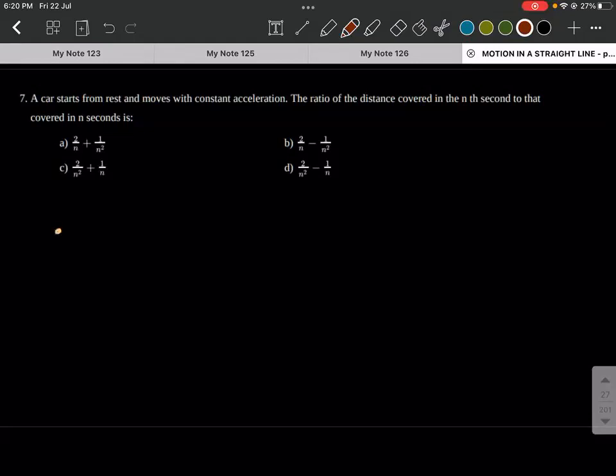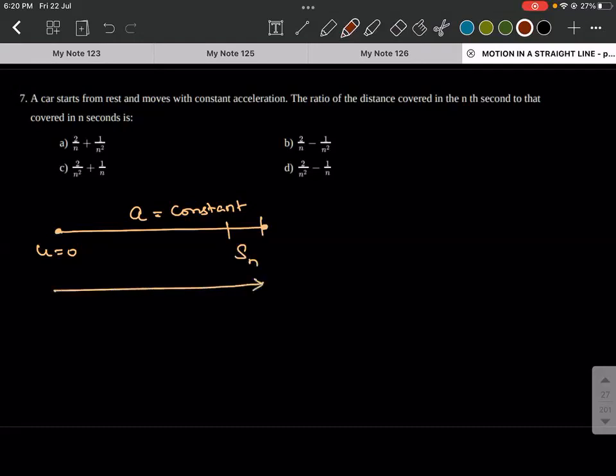So there is a car which starts from rest and moves with a constant acceleration. So A is constant. Distance traveled by the object in the nth second, if I call it Sn, and distance covered by the object in n seconds, if I call it S of n. They are asking what is Sn to S of n.